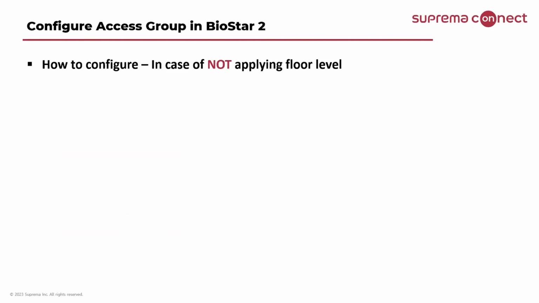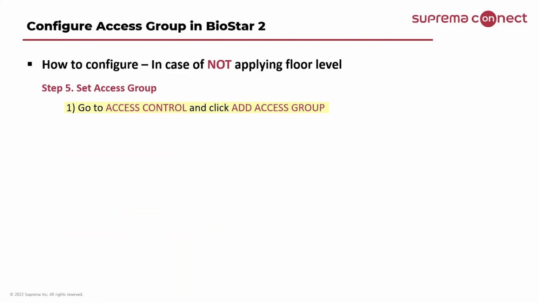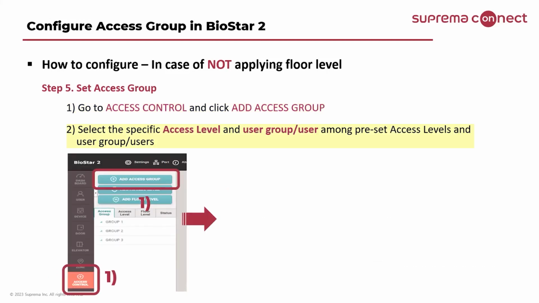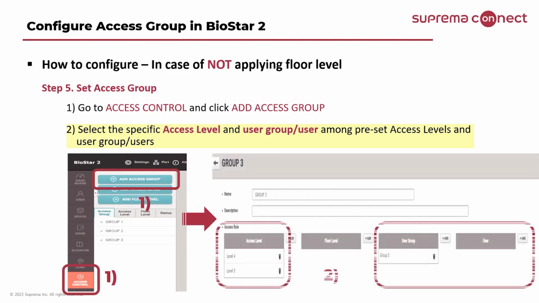And lastly, Step 5, set access group. First, go to Access Control and click Add Access Group. Then, select the specific access level and user group or user among preset access levels and user groups or users. After that, all steps are completed and the access group is configured successfully as the following.